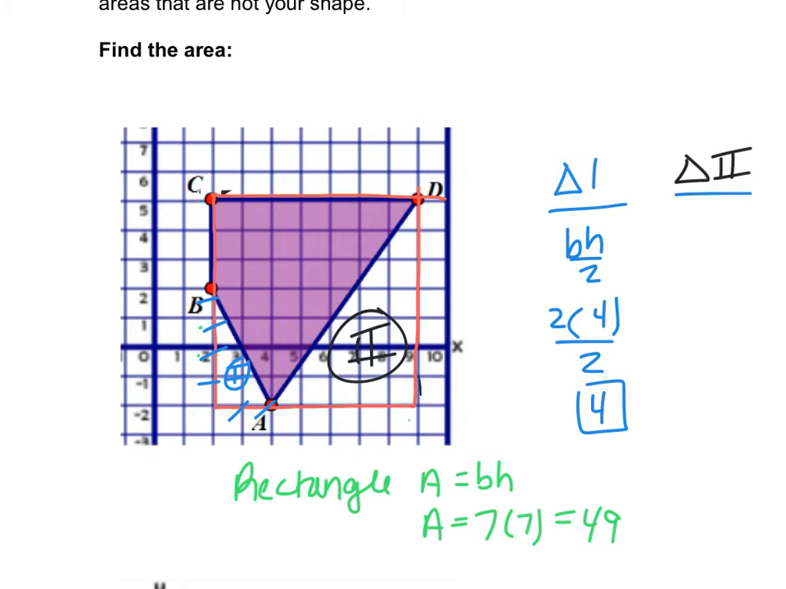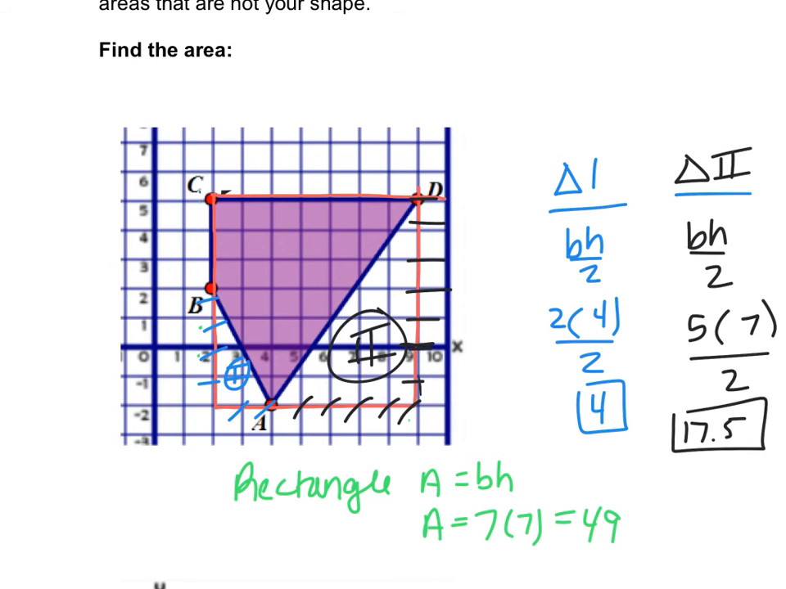Now let's go to our second triangle. My base is 1, 2, 3, 4, 5. Ooh, but my area formula is still BH over 2. I should write that in. And my height is 1, 2, 3, 4, 5, 6, 7, over 2. 5 times 7 is 35. Divided by 2 is 17.5.